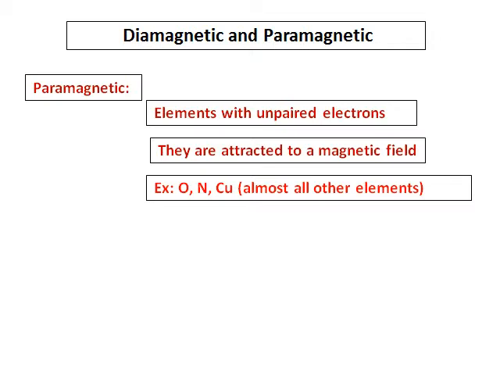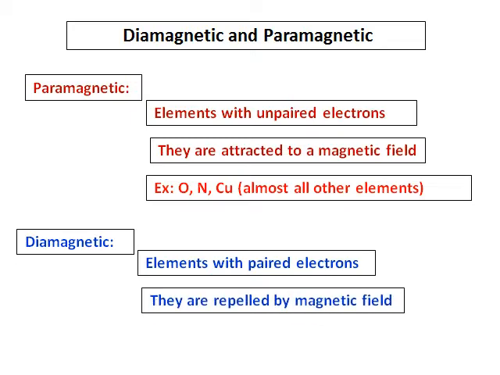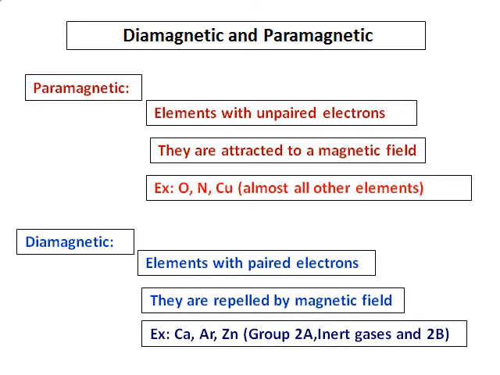And we have another kind of elements, called diamagnetic. These are elements that have paired electrons, and they are deflected away from the magnetic field, or in other words, they are repelled by a magnetic field. The examples of diamagnetic elements are calcium, argon, zinc, or in other words, elements which belong to group 2A, the inert gases, or group 2B. The elements that belong to the zinc group will all be diamagnetic because their electrons will be paired.